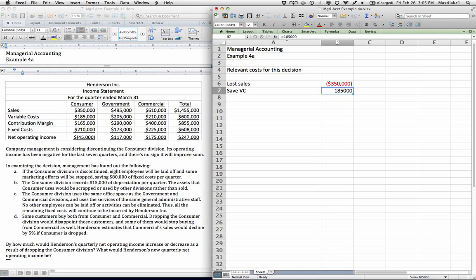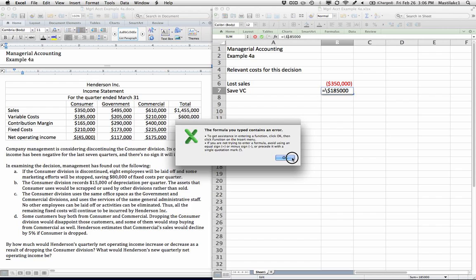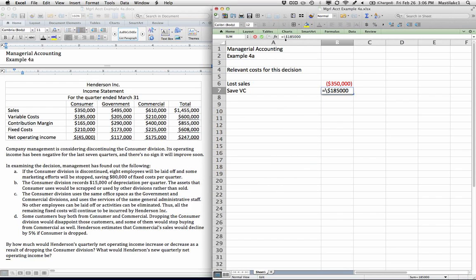We're going to save $185,000 of variable cost. Pardon me, forgive me for my typos. So if we put these two together, we're really going to lose a total contribution margin of $165,000. That's the amount by which we'll be worse off for having dropped the consumer division.